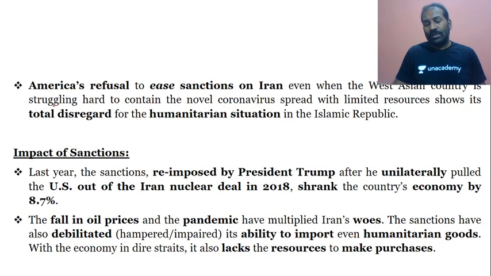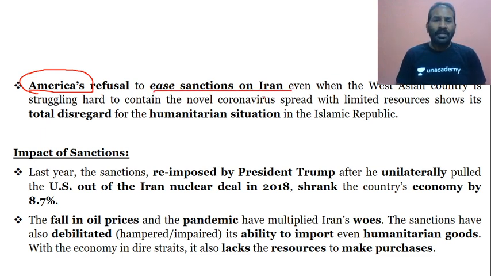And now we will come to the point of what the editorial talks about. What the editorial talks about is that there are sanctions. Sanctions on whom? Sanctions on Iran. By whom? By America. So America has gone ahead with reimposing sanctions on Iran. Now America has refused to ease sanctions on Iran.